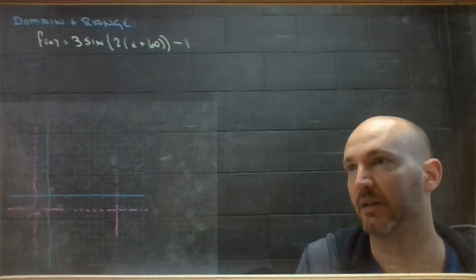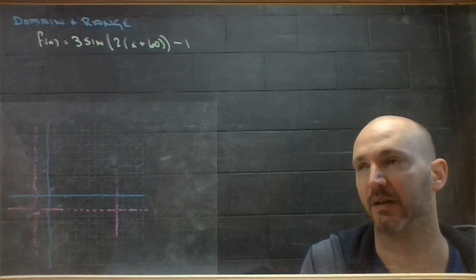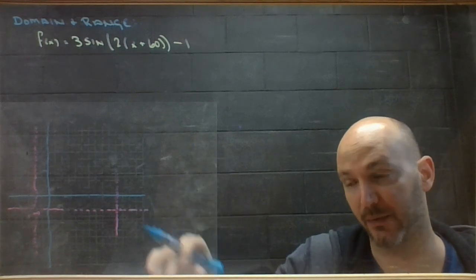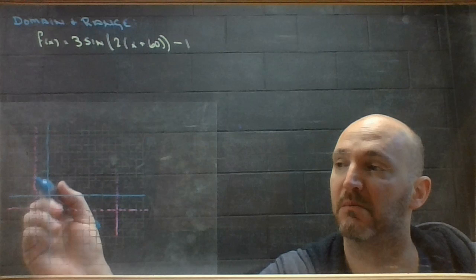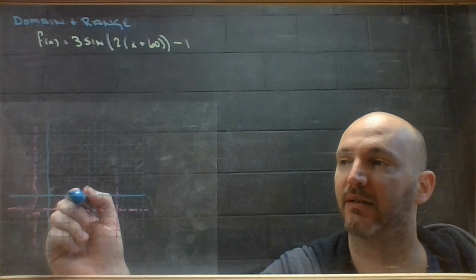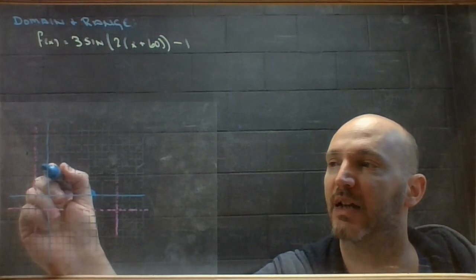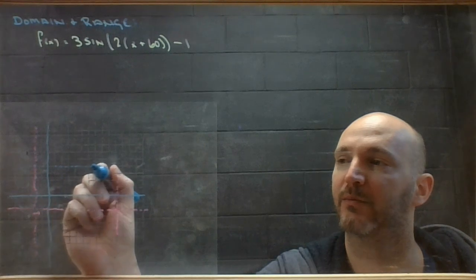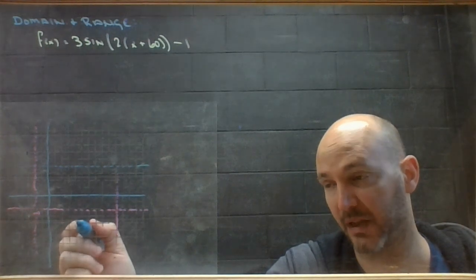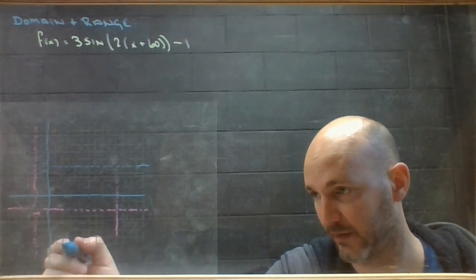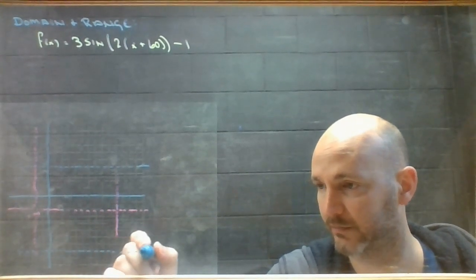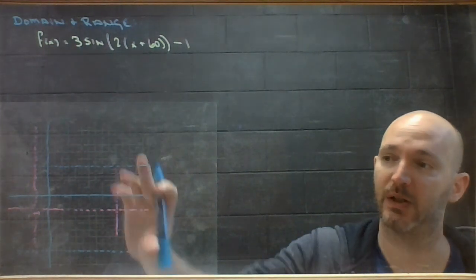All right, so that 3 up there, that's a vertical transformation. It says this thing should be 3 times higher than it normally is and 3 times lower than it normally is. The sine usually rises 1 from the midline, so this one is going to rise 3. I'm just going to put a dashed line in there so I have something to aim for. And instead of dropping 1 from the midline, it's going to drop 3. 1, 2, 3. So I know how high it's going to be.